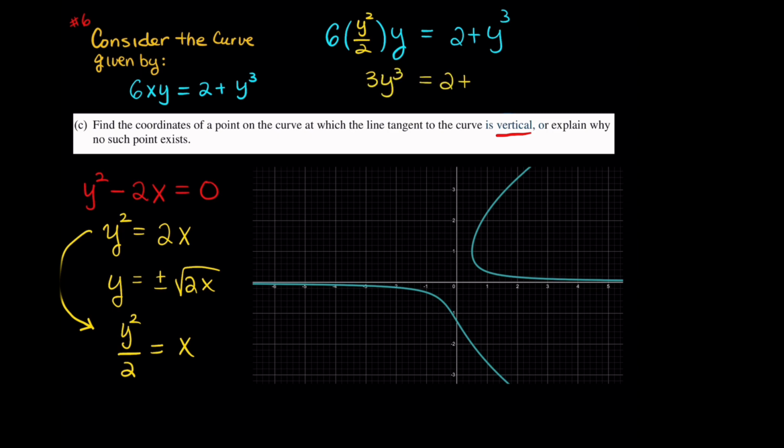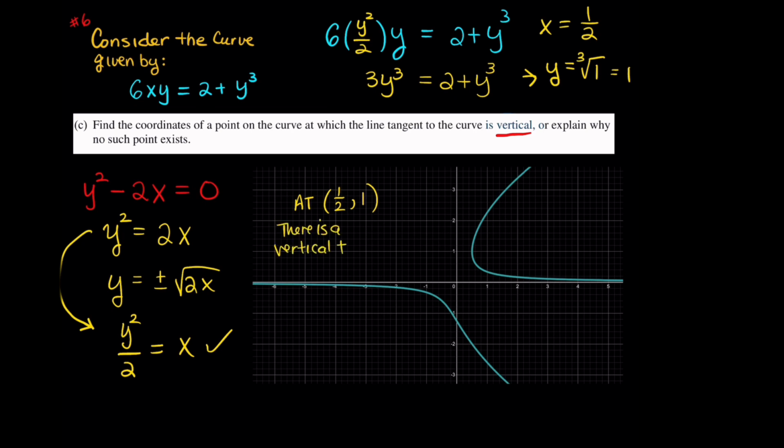And with a little cleaning up and simplification, the solution to this equation yields y equal to the cube root of 1, or 1. And using that to find x, we find x is equal to 1/2. So a point does exist at which there is a vertical tangent line. It's the point (1/2, 1). And if we look closely at the graph, this would make sense. Here is the point (1/2, 1), and there's our vertical tangent line.